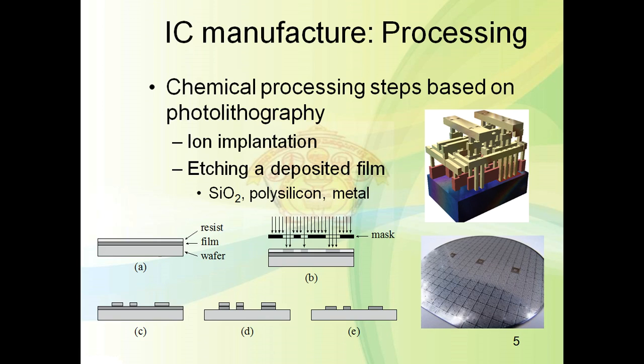The IC manufacturing process starts with different chemical processing steps based on photolithography. These are the different steps. Out of these, first is ion implantation, and the second is etching of the deposited film. In implantation, the surface is exposed to different types of ion impurities, so that they diffuse into silicon.